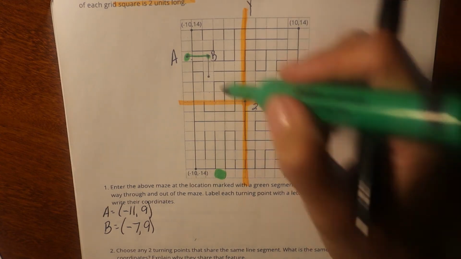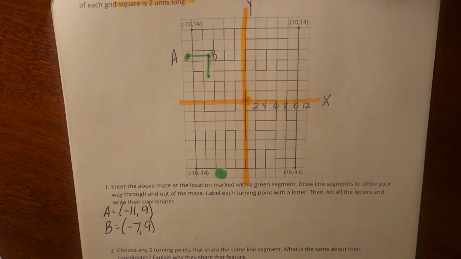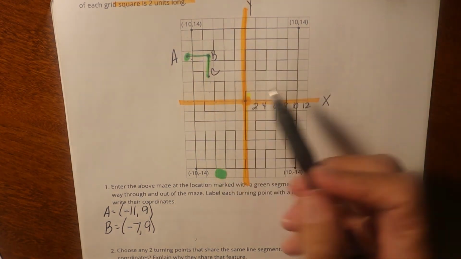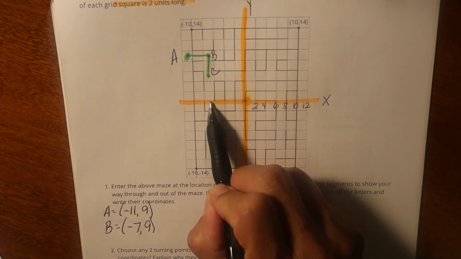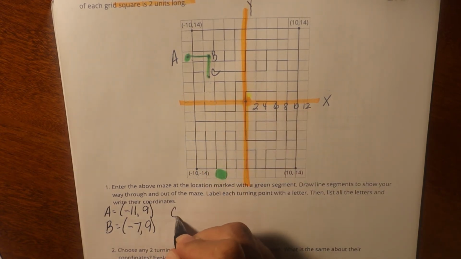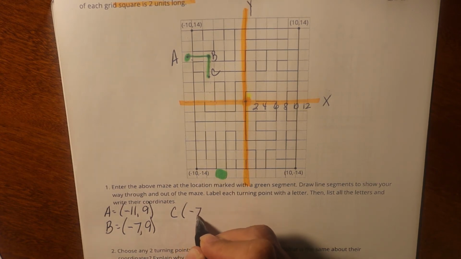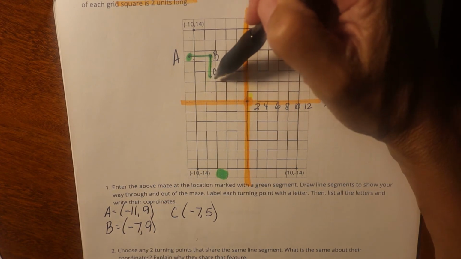Now we're going to come down. It kind of got the first 3 started for us. And this is point C. C is at 2, 4, 6, -7, then 2, 4, plus one more is 5. So C is sitting at -7, +5. Now we're on our own.